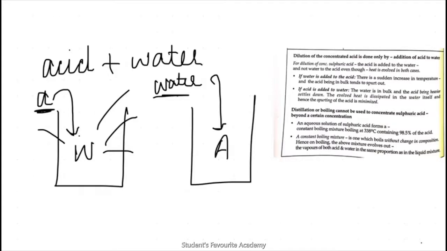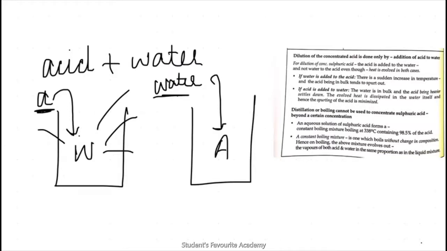Okay, so this is the thing that has been given, that if you want to dilute, the acid is added to water and not water to acid, even though the heat is evolved in both the cases. So this is the reason. So this question can be asked for 1 mark or 2 marks, children, that what is the process of diluting a particular acid, and then explain your answer.